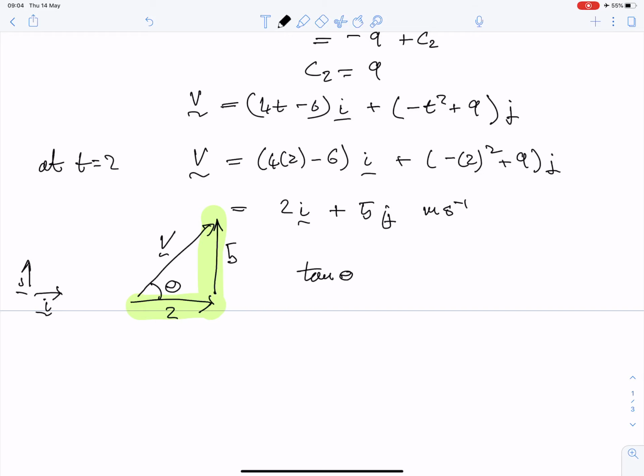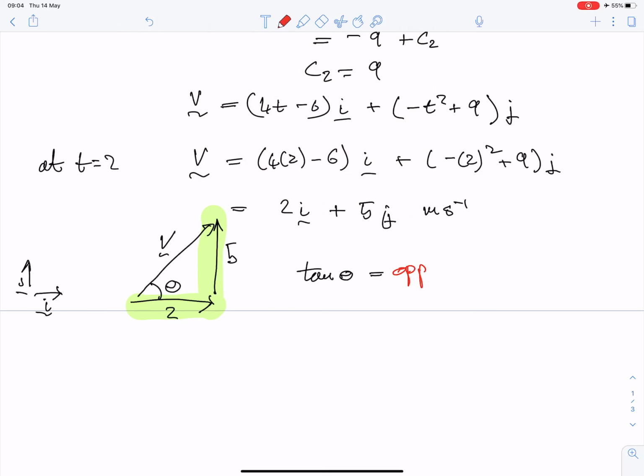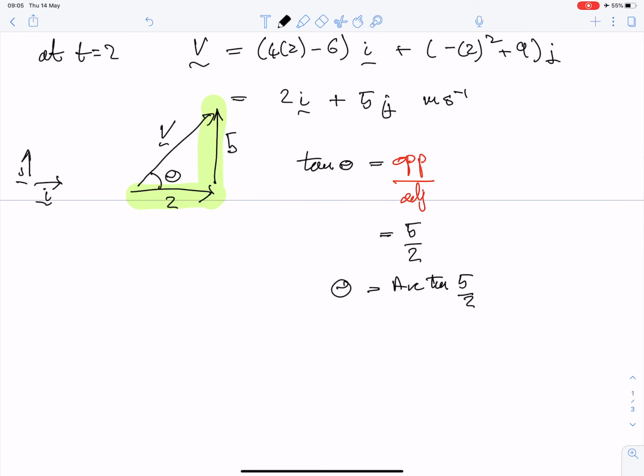tan theta is equal to, well, I'm sure you're confident with this stuff now, opposite over adjacent. So we get tan theta equals 5 over 2. But we want the angle, so theta equals arctan of 5 over 2, which you can tap into the calculator. It's going to be around 65, 70 degrees. Let's just check: 68.2 degrees.